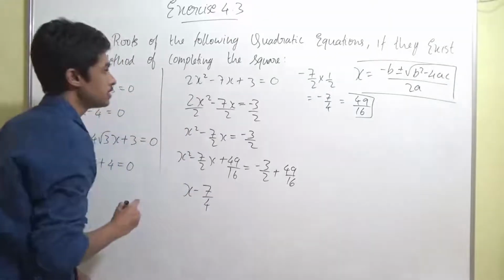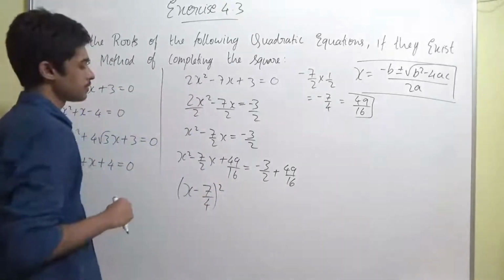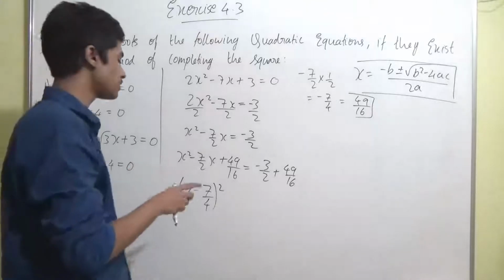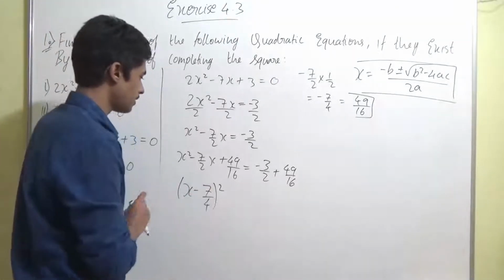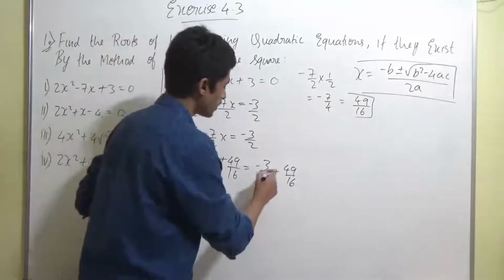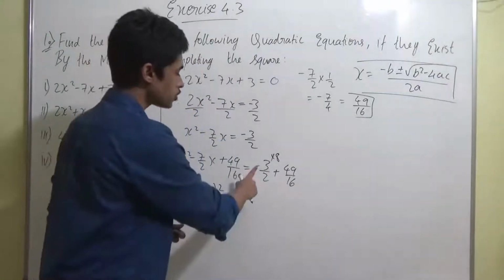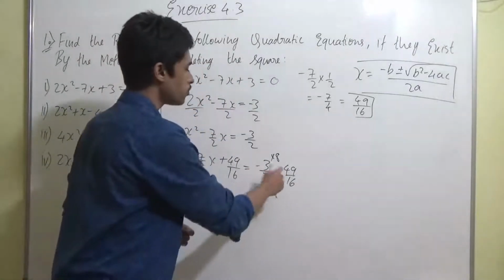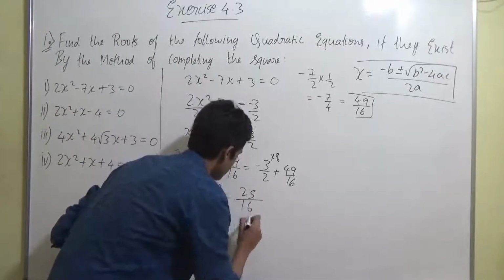A minus b the whole square gives you this thing. Getting it, guys? In the last lecture I have explained thoroughly how it comes as a minus b the whole square. So this is the b here, which we can write as, okay, we'll take the LCM now. If you take the LCM, this is into 8, right? If you do into 8, this becomes minus 24. Minus 24 plus 49 is 25 by 16.